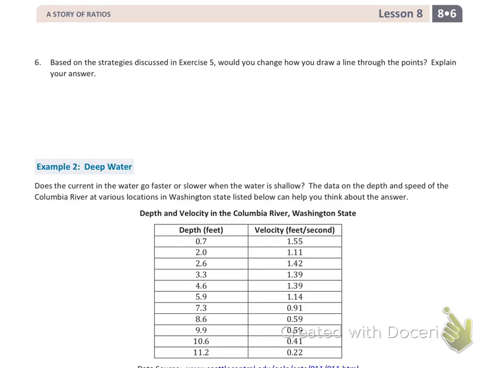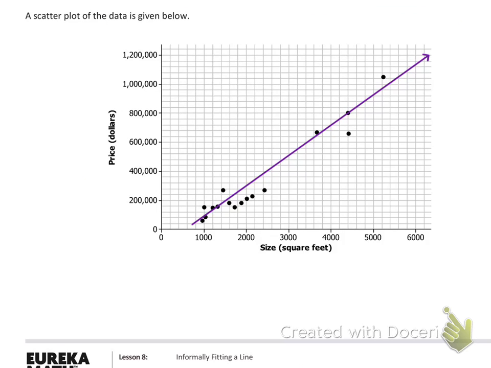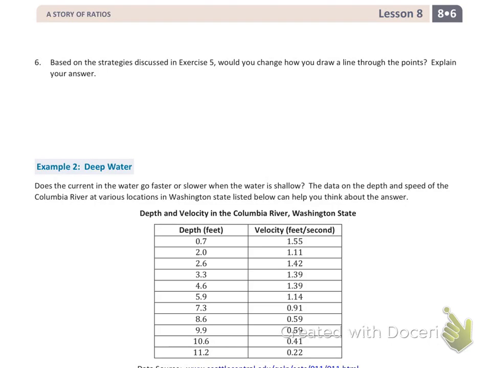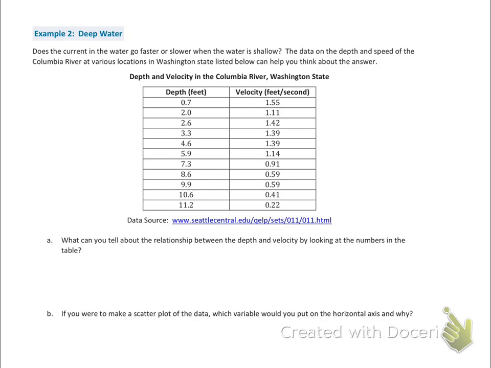Question 6 says, based on the strategies discussed in exercise 5, would you change how you drew a line through the points? Or did you basically try to do something similar to that? Okay, so it takes a little bit of practice, but it's kind of just a matter of trying to get as close as you can to most of the data. All right, so let's look at another example, deep water.